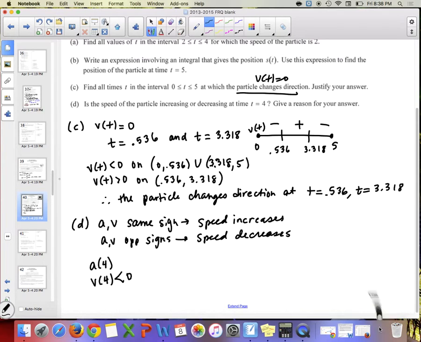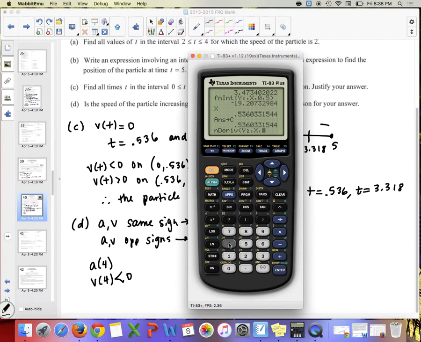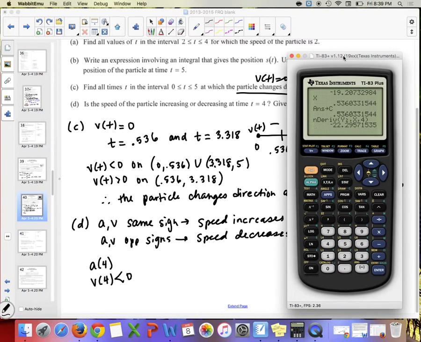So what we're going to do is go to our main screen, second quit, and we're going to do Math 8 and deriv. I want to take the derivative of that y2 function, so vars, y-vars, function, y2, and I'm going to find the derivative at x equals 4. So the derivative of velocity is acceleration, so that's what I'm finding. I'm finding the acceleration at 4. And I get negative 22 point something.